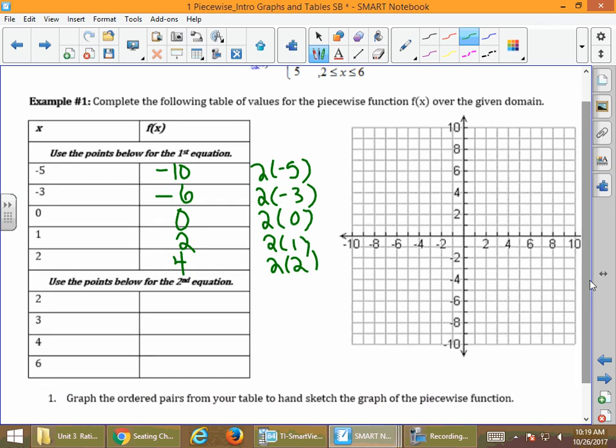-5, -10. -3, -6. 0, 0. 1, 2. And 2, 4. Those are the only values here. We have a starting point and we have an ending point. Do the best you can to draw freehand like I just did. Hopefully you're better than me.